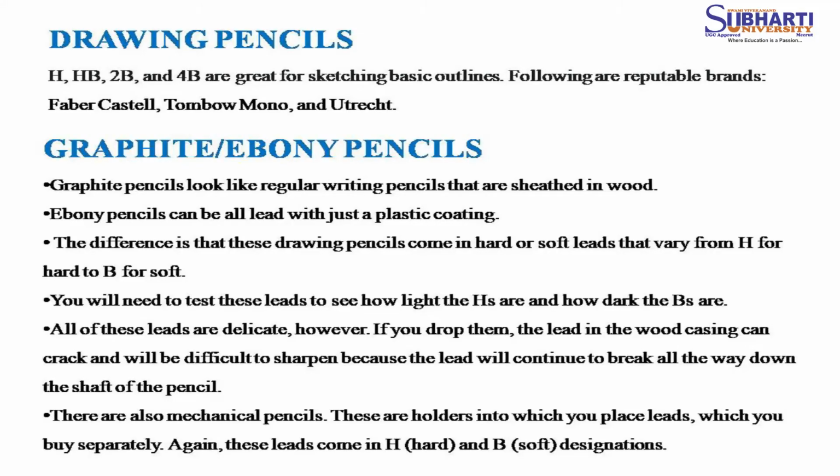Now the next tool is drawing pencil. As you must have seen some H and B written on the back or the side of the pencil, which indicates H for hardness and B for blackness. H, HB, 2B and 4B are great for sketching basic outlines. A few pencil brands are Faber-Castell, Tombow, Mono and Utrecht.